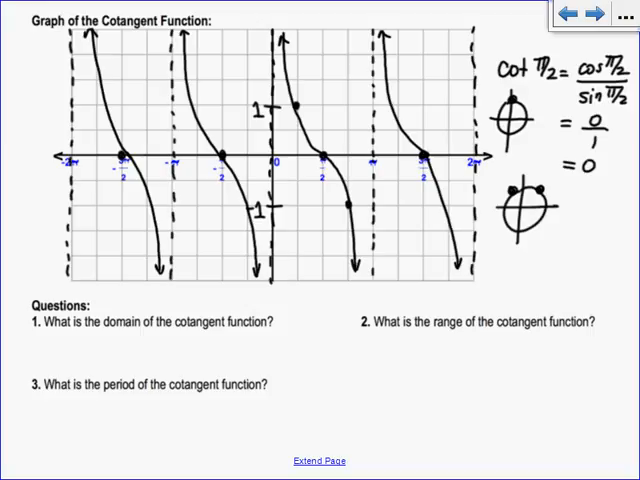Okay, so what's the domain of the cotangent function? We can have everything except for what values? Yeah, pi k, exactly. What is the range? All real numbers. What is the period? Where does it repeat? Pi. Yep.